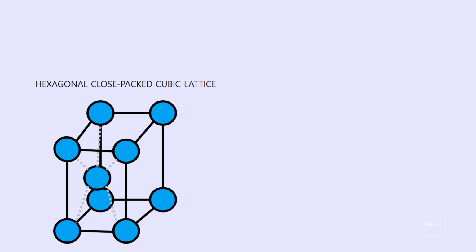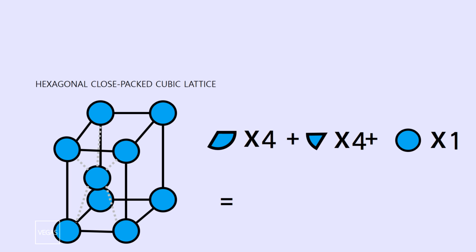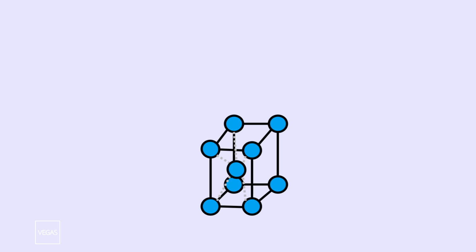There's one more structure which is the most dense. This is the hexagonal close-packed lattice, which consists of 2 atoms in total. All the atoms at the vertices make 1 atom, plus the middle atom. Look, can you see the hexagonal structure?